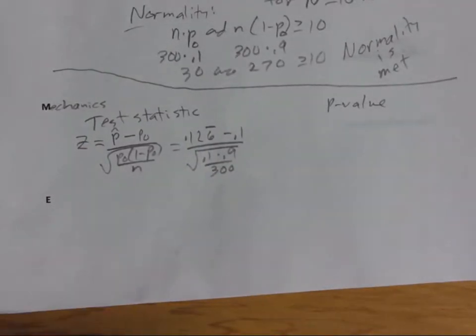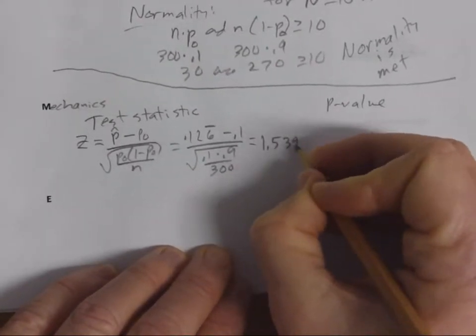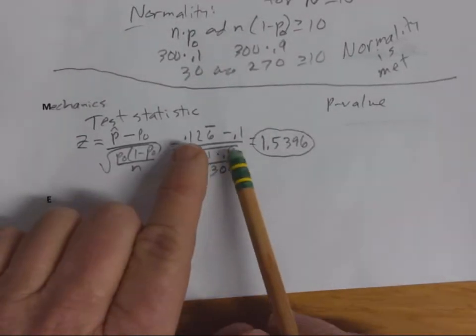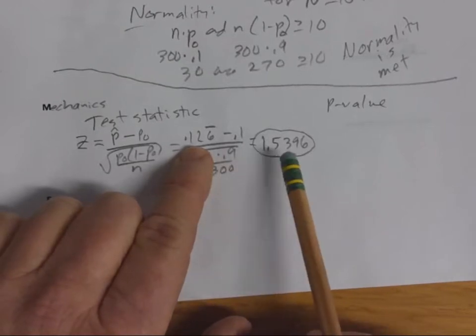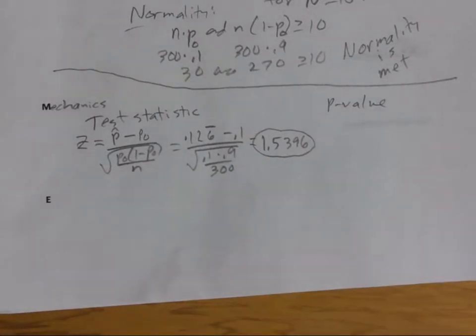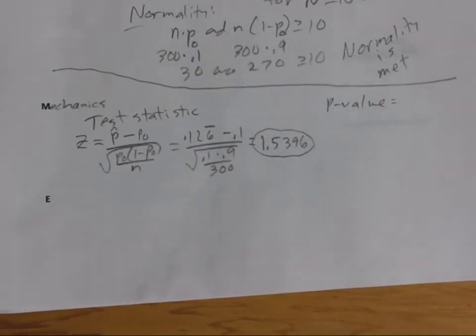When you find that number, it in fact is equal to 1.5396. What that's telling you is that our sample value is about 1.5 standard errors from 0.1. As you recall from looking at a normal curve, which is what we have here, 1.5 standard errors is not that far. It's pretty decent, but it's not like 3 standard errors, which would be way out there. But to be more exact about it, we need to find our p-value.